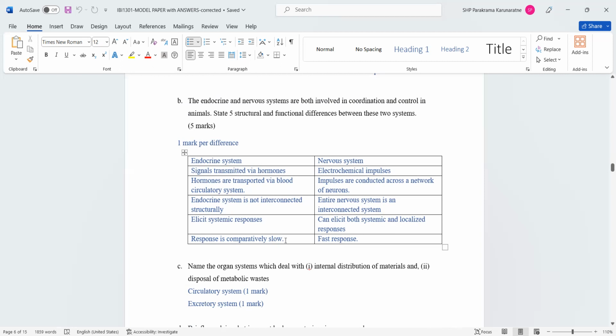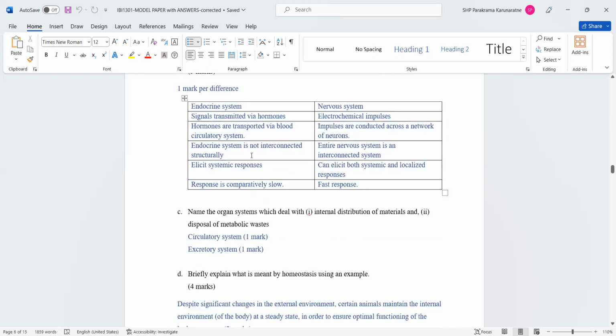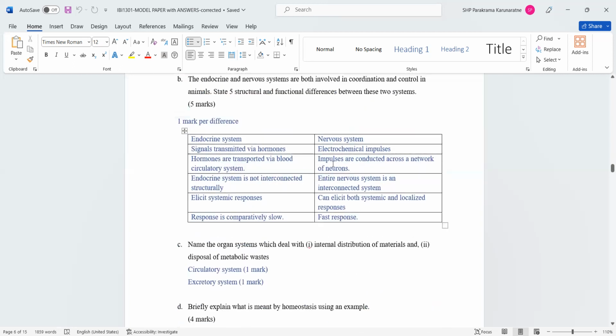The response is comparatively slow in the endocrine system, the hormone system, whereas in the nervous system it is a fast response. When a dog barks and jumps onto you, you quickly react. Those are fast responses. The coordination is conducted by the nervous system, right? So this asks for 5 structural and functional differences. If you look carefully, you can understand what I have said, so that you can get 5 marks if you write like that.